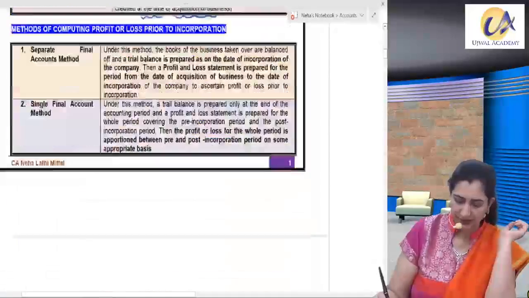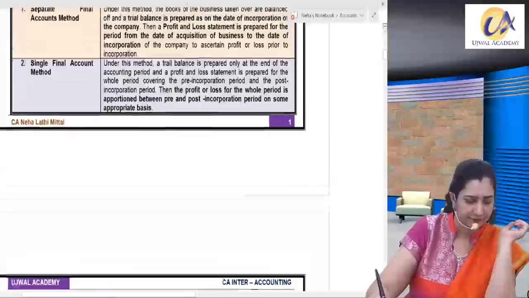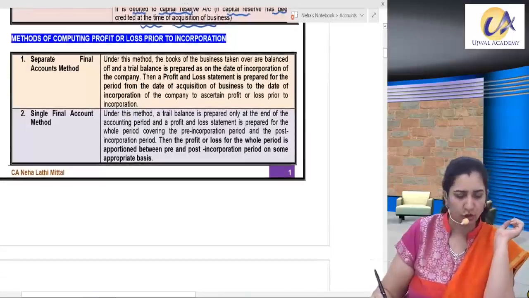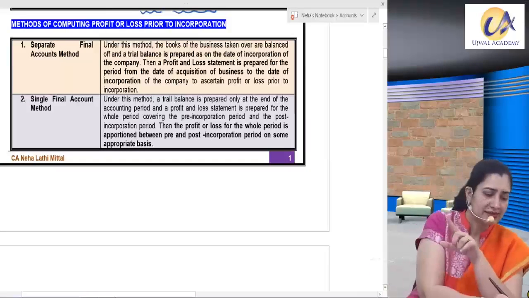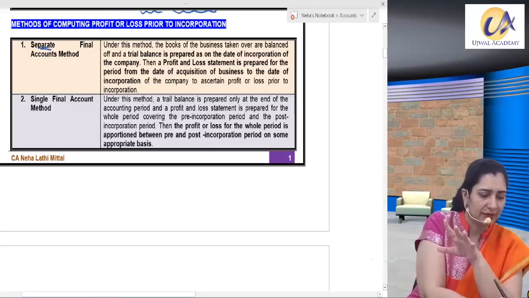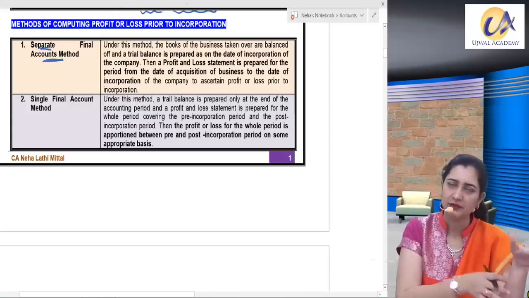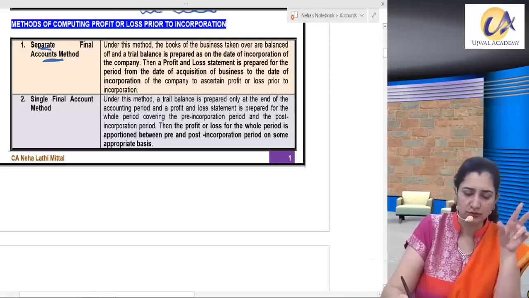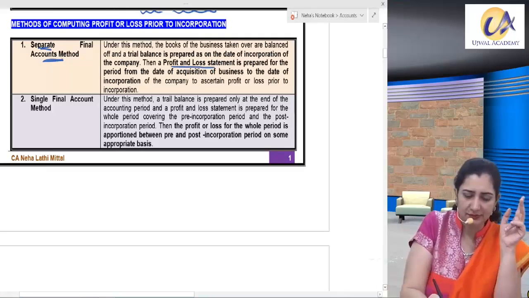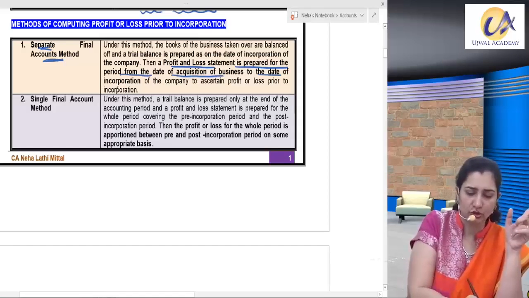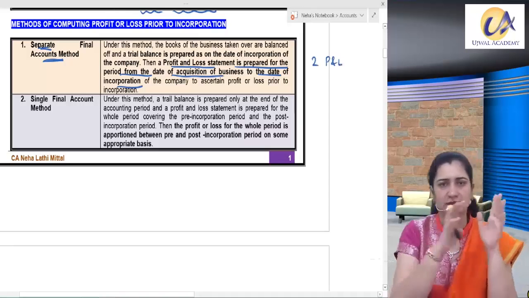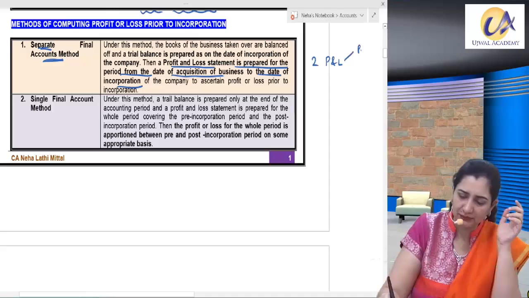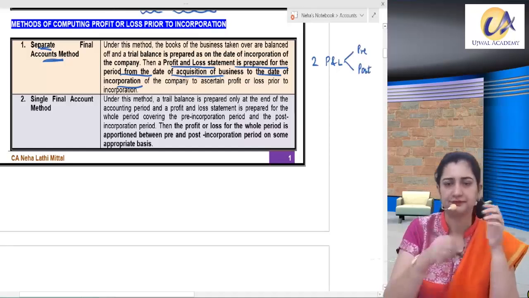See this one, methods of computing profit and loss prior to incorporation. Either तुम सेपरेट PNL बना लो, you make 3 months PNL separate, 9 months PNL separate, so you make 2 PNL. This PNL statement is made for the period from acquisition to the date of incorporation. So basically you are making 2 PNL. One is going to be for the pre period, one is going to be for the post period.